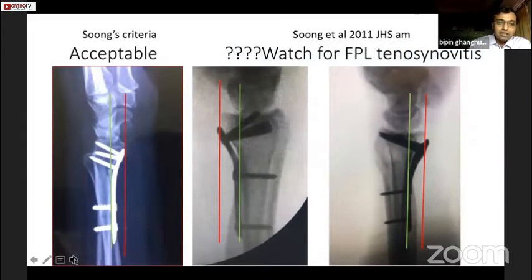If you have done a surgery, in the lateral view you have to look for these signs according to Soong's criteria. So this is the critical line. If the plate is projecting across the critical line, that means that you can irritate the flexor tendons. So this is in an acceptable position. However, in this X-ray and the other X-ray, I have to look for flexor or FPL tenosynovitis. And if the patient is having tenosynovitis, I will have to remove the plate early. So always look for this projection in the lateral view, and look if it crosses this projection, that means you have crossed the watershed line, and there might be an irritation of the flexor tendon.